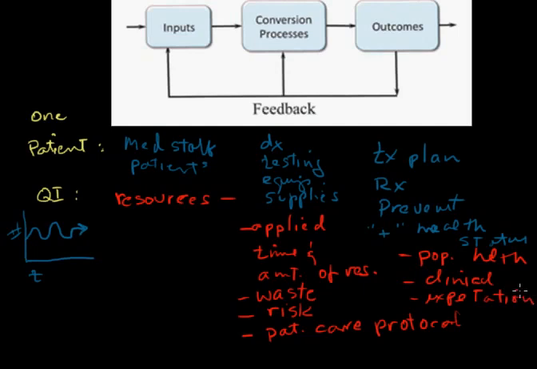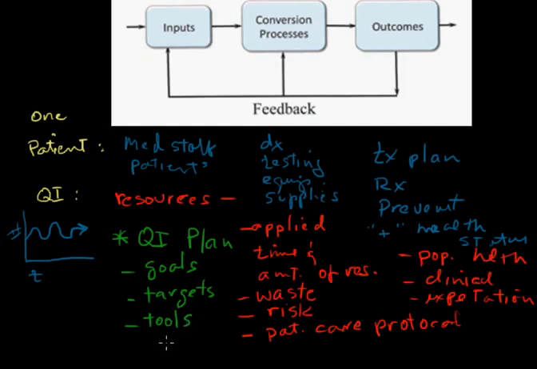Now, having done this, we can actually go back and say that at the very beginning, in terms of the QI process, we're actually starting with something we will refer to as the QI plan, which will set goals, target levels of quality that we're trying to establish, and a variety of other things, including the kinds of tools that we will use to actually measure our progress over time.